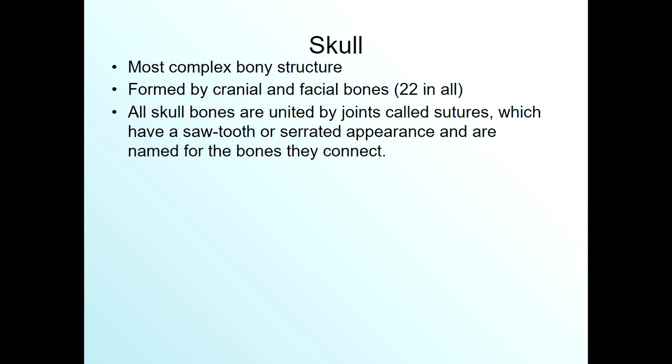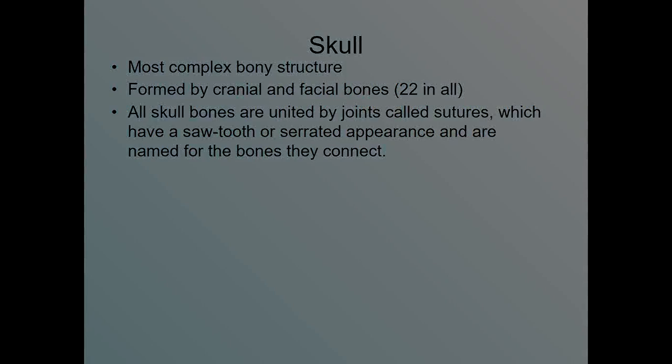But these joints don't move like some of the other joints in our bodies. These joints are immovable joints that we call sutures. And when you look at the skull, you'll see these little serrated lines, almost like a sawtooth or jagged lines. And those jagged lines are the suture lines that unite the different bones of the skull into its bony structure. A lot of the sutures are named for the bones that they connect.